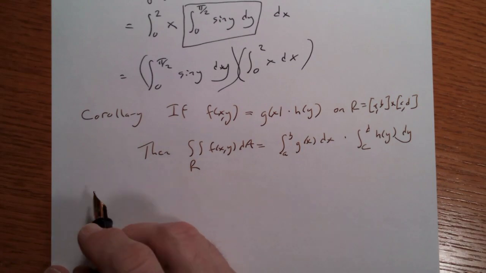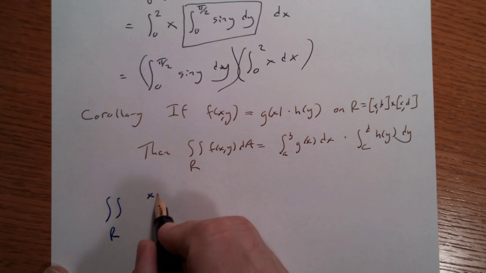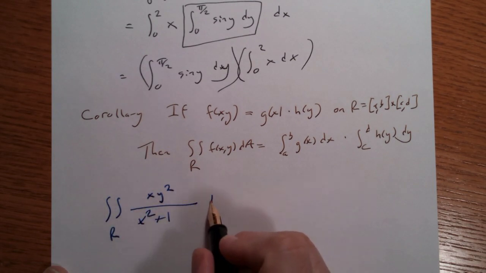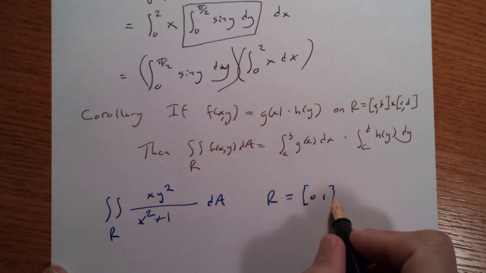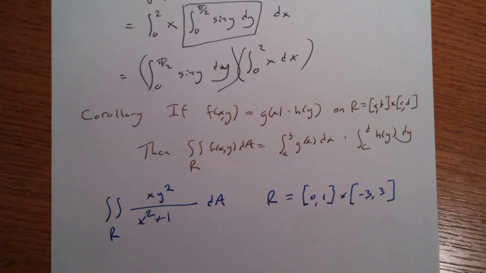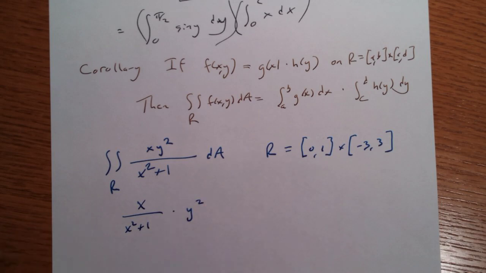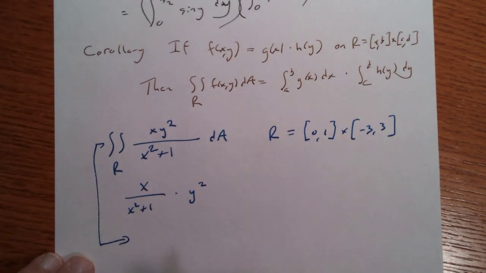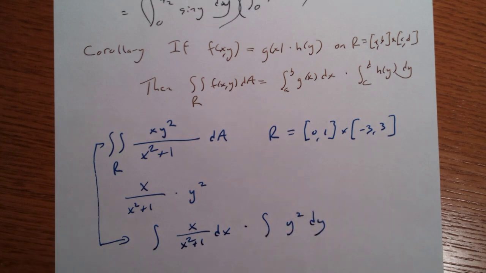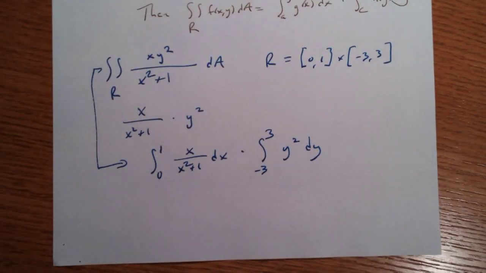Sometimes that's not easy to recognize. Double integral over R, x y squared over x squared plus 1 dA, where R is the rectangle 0 to 1 by -3 to 3. Oh, wait a second. This integrand is a product. This is x over x squared plus 1 times y squared. That's a g of x and an h of y. I can tear this sucker apart. This integral becomes the integral in x times the integral in y. Now I just have to put the appropriate limits on each part. And this is easy. This integral is a polynomial. This integral is a u substitution.